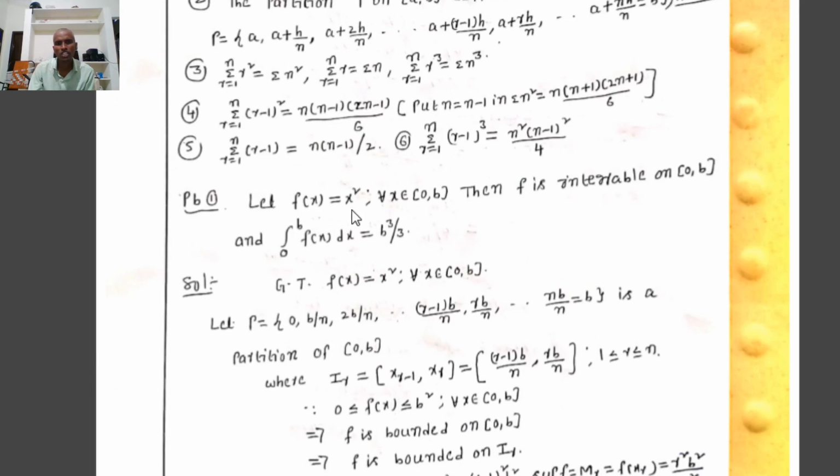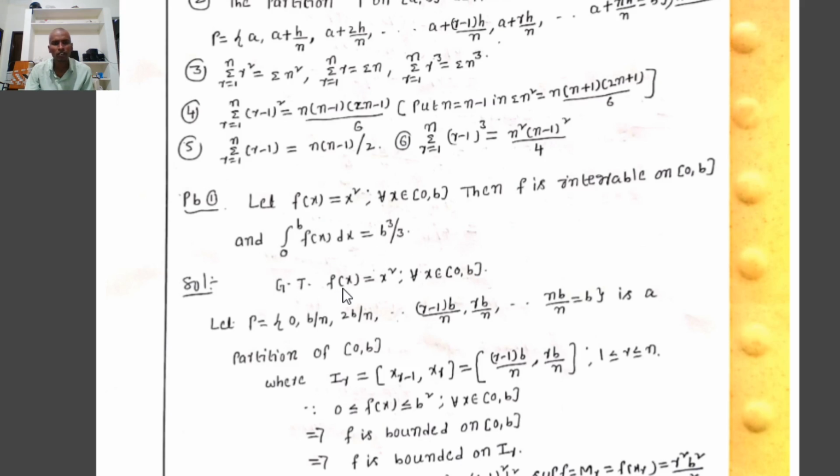Let f(x) = x² for all x in the closed interval [0, b]. Then f is integrable on [0, b] and the integral from 0 to b of f(x) dx equals b³/3. That is, we have to prove that f is Riemann integrable on the closed interval [0, b] and that the integration value, the integral from 0 to b of f(x) dx, equals b³/3.